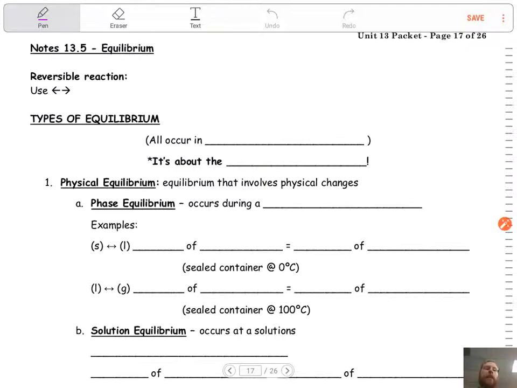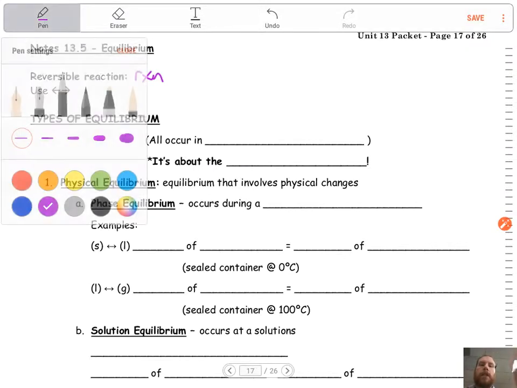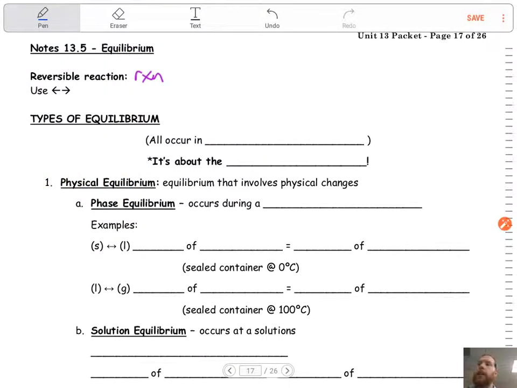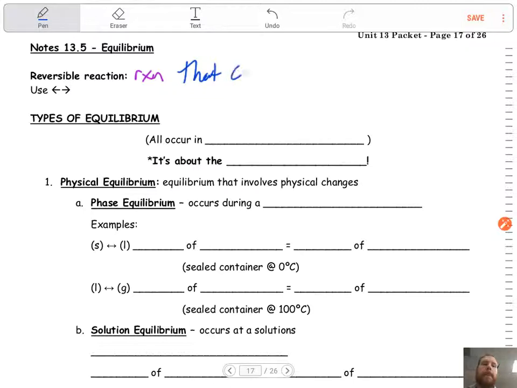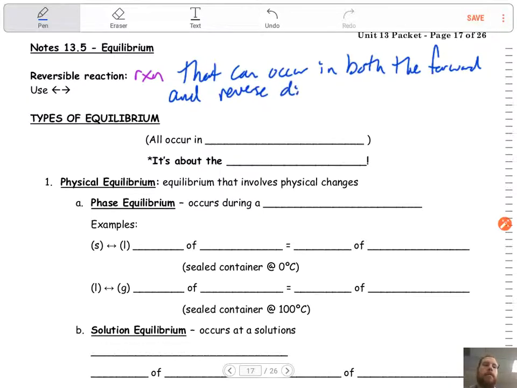So the first thing, we've talked about this, we've alluded to it in lab already this year, but let's get a definition down for this. Reversible reaction, guys. All that means is it's a reaction that can occur in both the forward and reverse directions. Okay, so it can go left to right and it can go right to left.